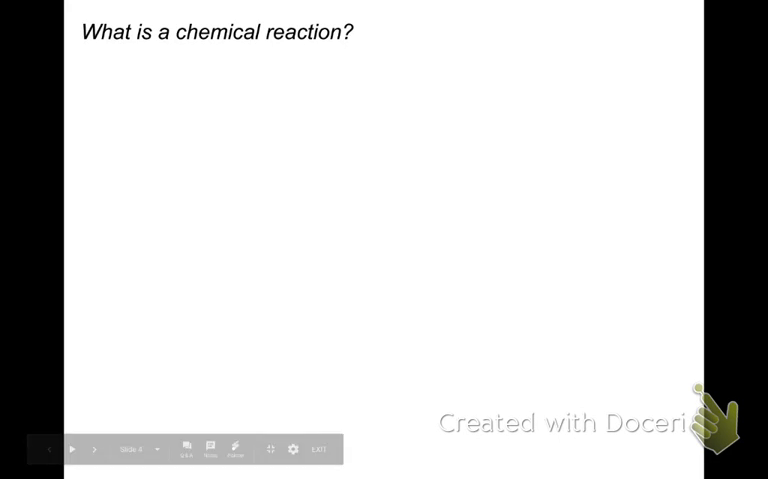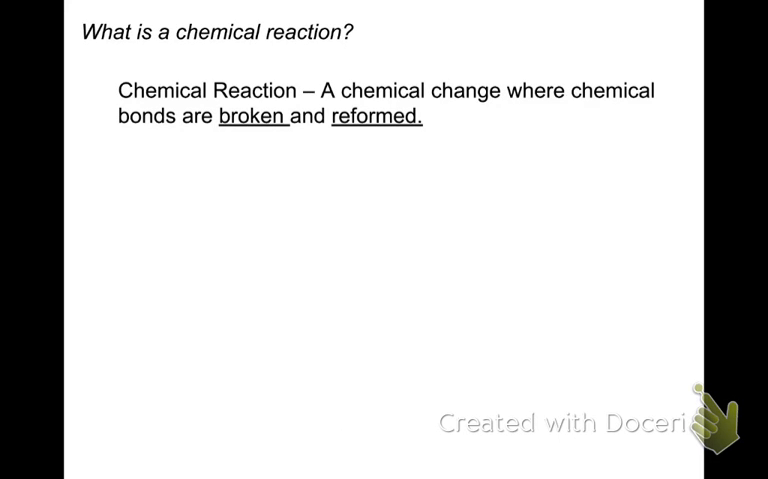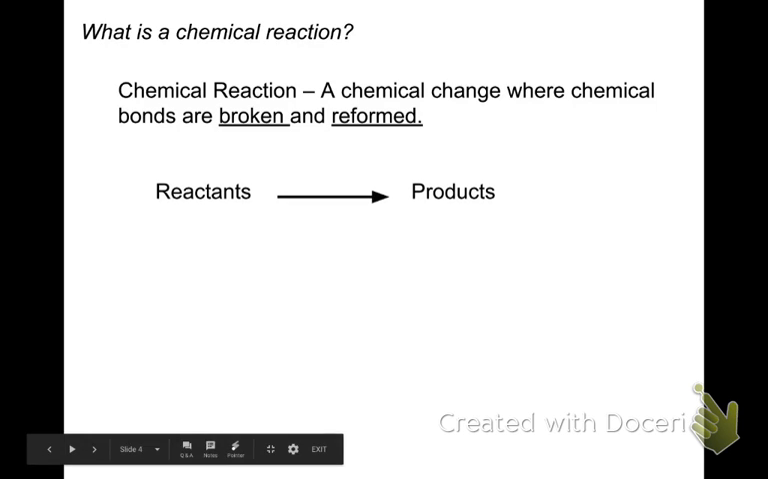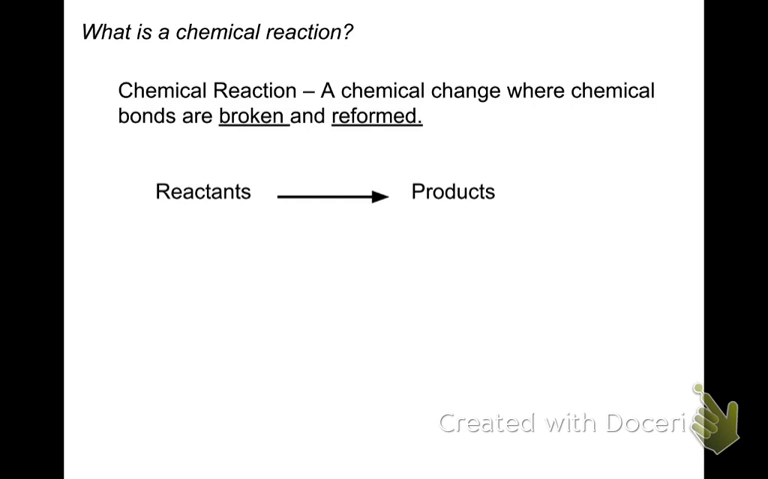Let's talk about chemical reactions. The definition of a chemical reaction is a chemical change where chemical bonds are broken and reformed. You always start with reactants, and those reactants undergo chemical change and turn into products that are a different thing, a different compound than what you started with.